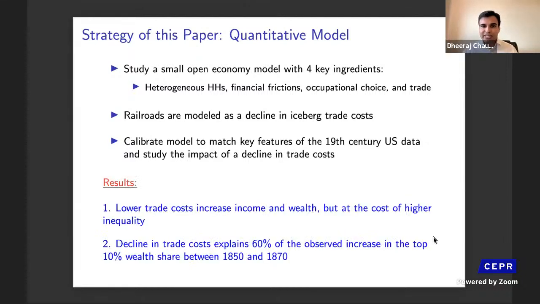So the model results suggest that lowering trade barriers leads to an increase in income and wealth. That is, higher trade is good for growth, but I also find that this growth comes at the cost of higher inequality, both income and wealth. In terms of magnitude, when I feed in the empirically observed decline in trade cost in my calibrated model, the decline in trade cost can explain about 60% of the observed increase in the top 10% wealth share between 1850 and 1870.